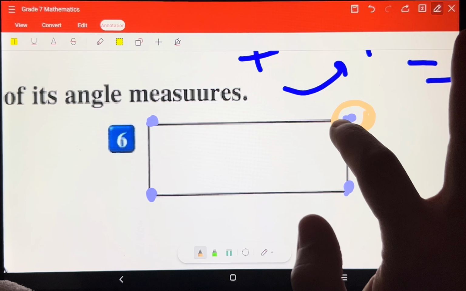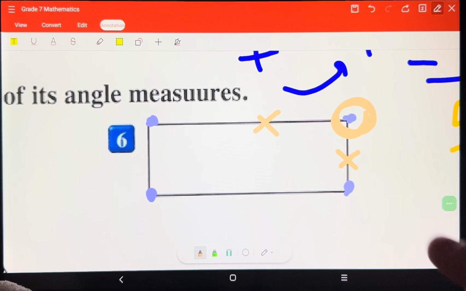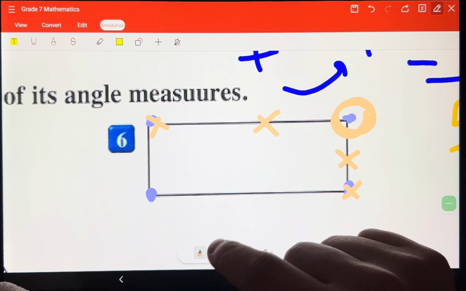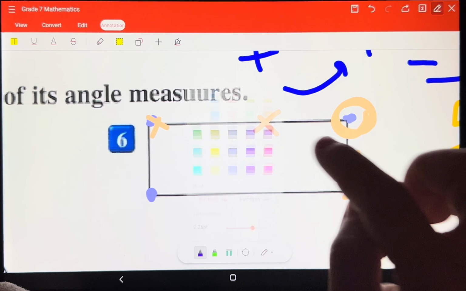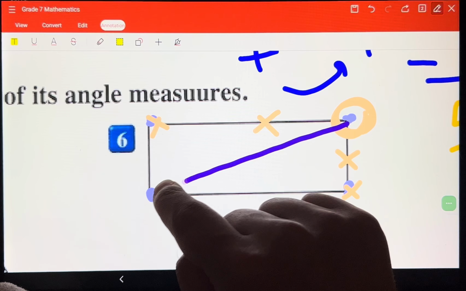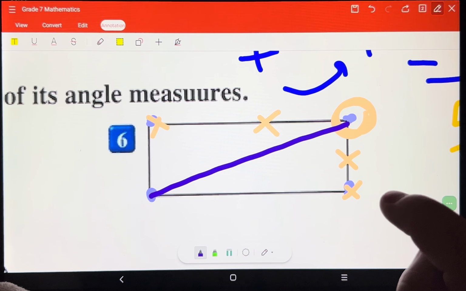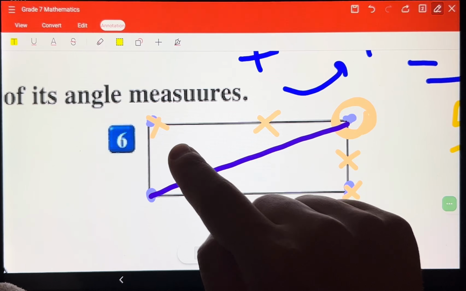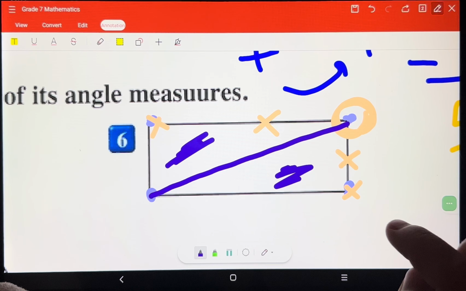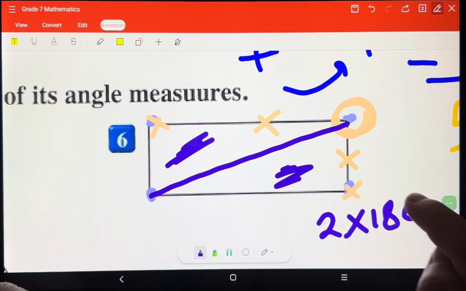Whenever I select the vertex, the ones beside it, which are called sides, I will cross out. Those 2 vertices I won't need anymore. Now, there's only 1 vertex left that I can connect it with, so I make a diagonal with it. How many triangles are created from this? 1, 2. So directly I say 2 times the sum of a triangle, which is 180.